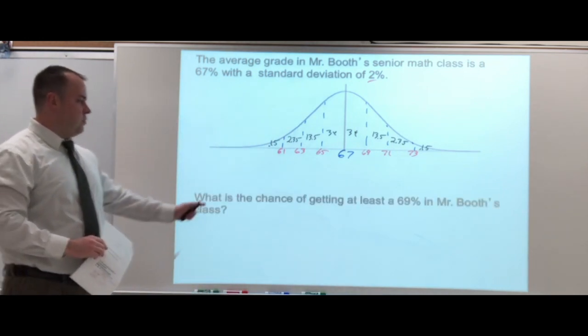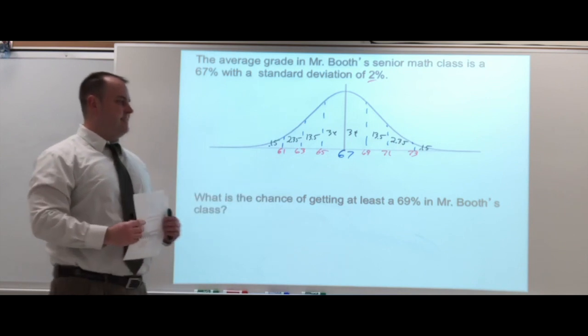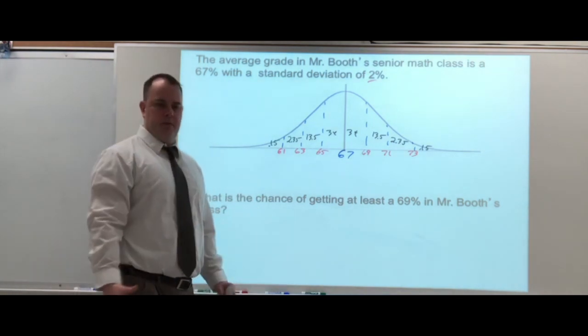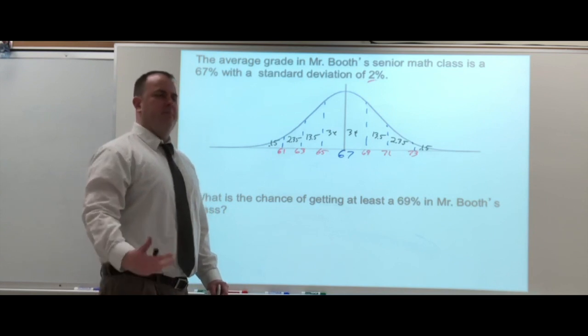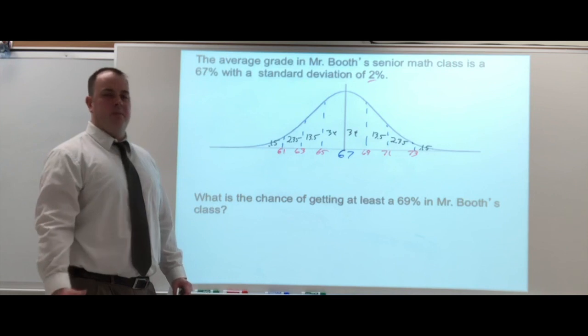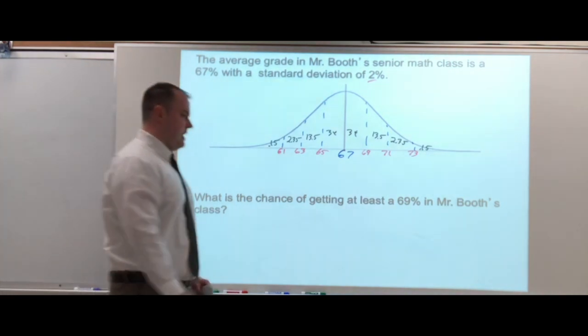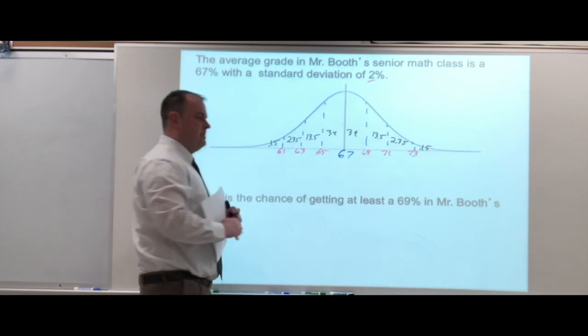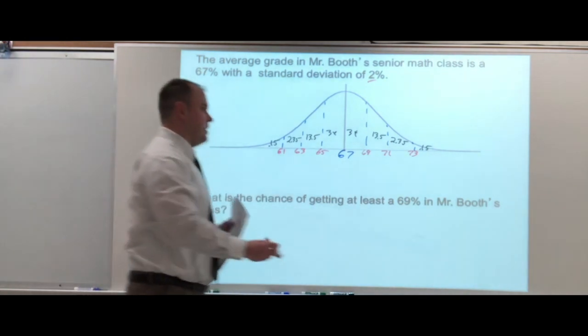Same basic questions. What's the chance of getting at least a 69 in Mr. Booth's class? Now this again, you have to remember these are randomly pulling people. Okay, the random part is important. I know it probably shouldn't even be in the question, but these are randomly pulling a student. What's the chance they're getting a 69%? And it says at least. At least means 69 or higher.